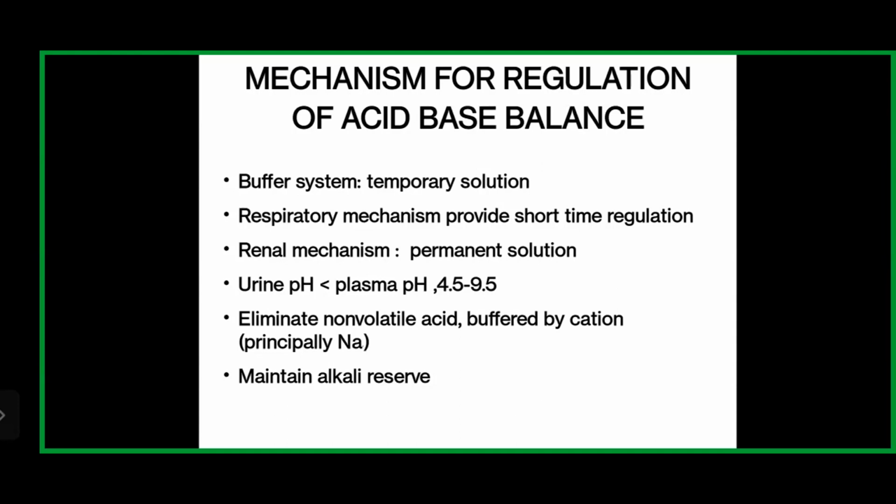The urine pH is mainly maintained between 4.5 to 9.5, and this mechanism of acid-base balance eliminates non-volatile acids buffered by the cations and also maintains the alkali reserve.